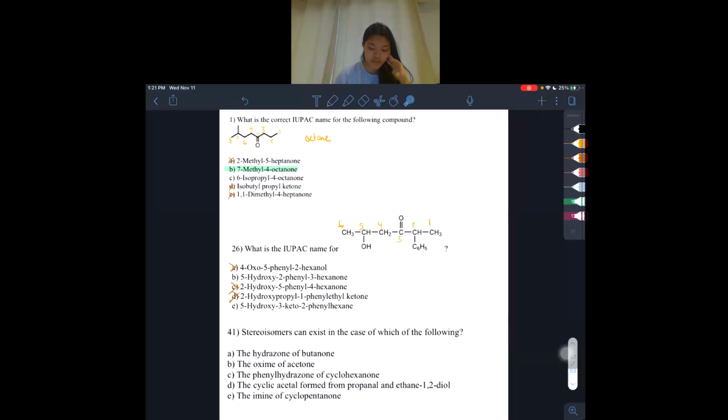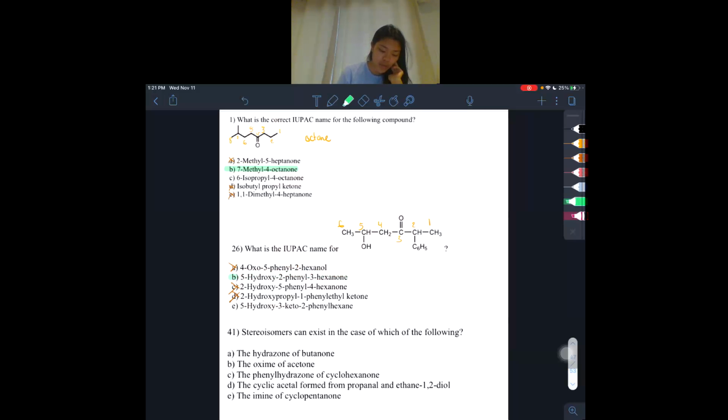B does have the 5 being a hydroxy, and then it also has our 3 being a ketone. But we wouldn't call it a keto. We will just add it to the end name. So 3-hexanone. So that is why B is going to be our answer for this one.